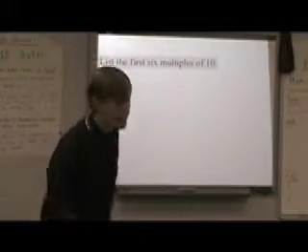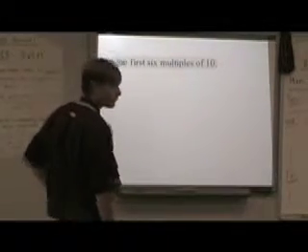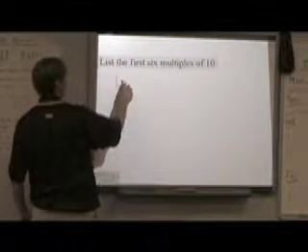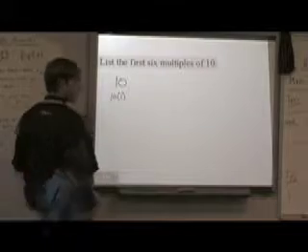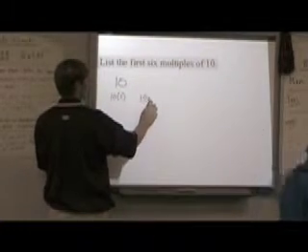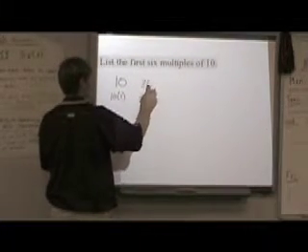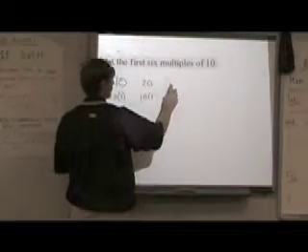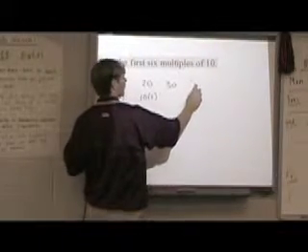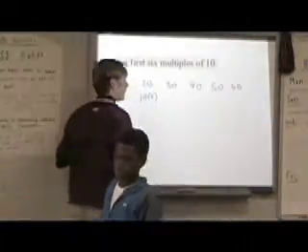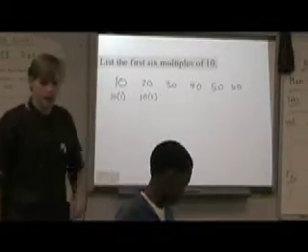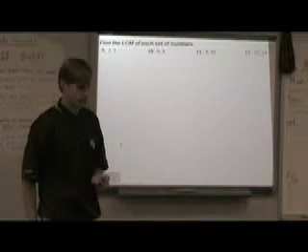Alright, now we have the first 6 multiples of 10. So the first multiple, which is 10 times 1, is 10. 10 times 2 is 20. Times 3 is 30. Times 4 is 40. Times 5 is 50. Times 6 is 60. So there's your first 6 multiples of the number 10.